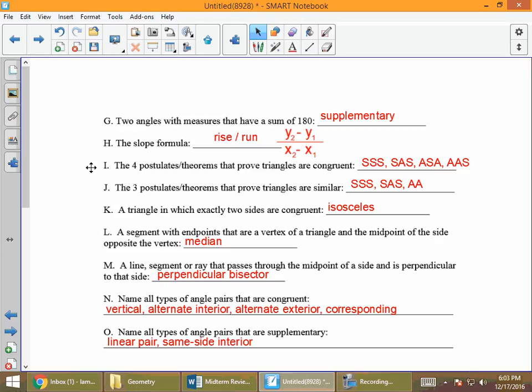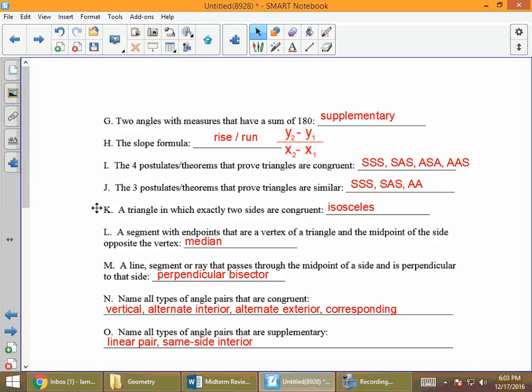Letter I, ask for the 4 postulates or theorems that prove triangles are congruent. We have side, side, side; side, angle, side; angle, side, angle; and angle, angle, side. For J, the 3 postulates that prove triangles are similar, you can use side, side, side similarity, which means that all those sides have to be proportional. Side, angle, side, having 2 proportional sides and a congruent angle, or just angle, angle similarity.